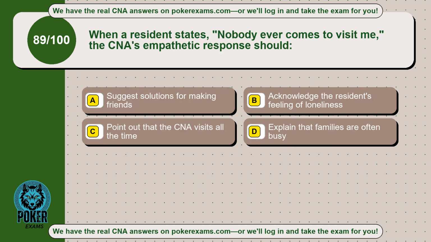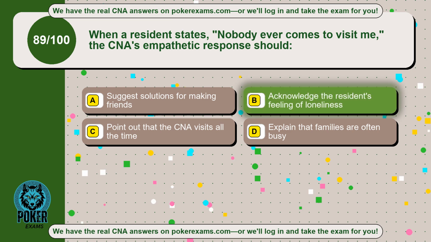Question 89. When a resident states, "Nobody ever comes to visit me," the CNA's empathetic response should: option A, suggest solutions for making friends; option B, acknowledge the resident's feeling of loneliness; option C, point out that the CNA visits all the time; option D, explain that families are often busy. The correct answer is option B, acknowledge the resident's feeling of loneliness.